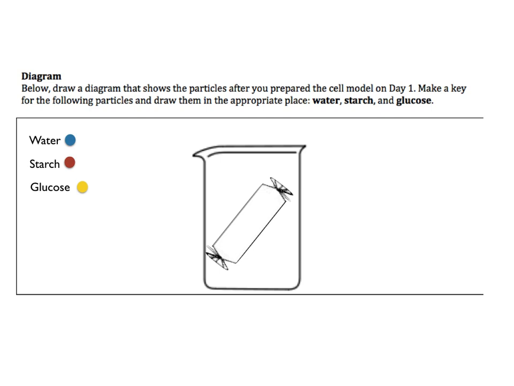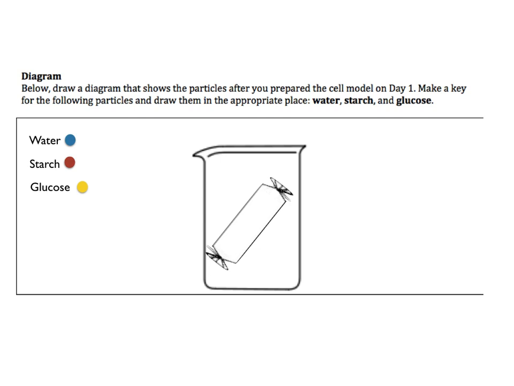The diagram for day 1 is supposed to indicate how our model is set up. You need to draw particles for water, starch, and glucose. You would draw an empty dialysis tube and then draw in circles or particles to represent where the starch and the glucose and the water are after you set up your model initially.